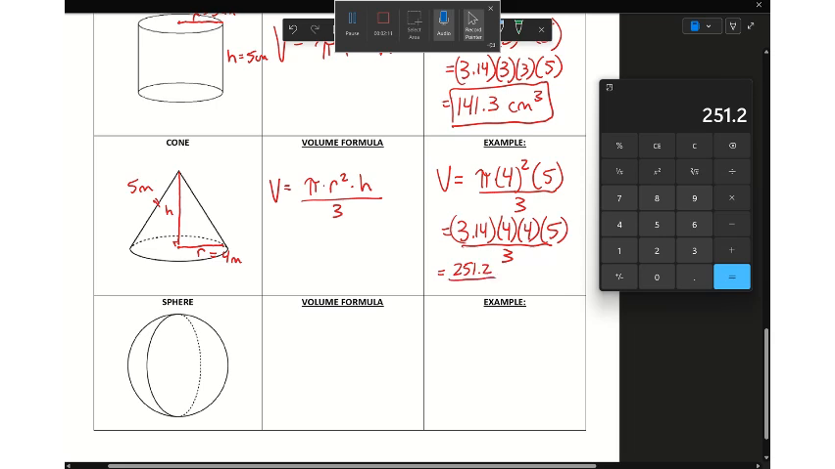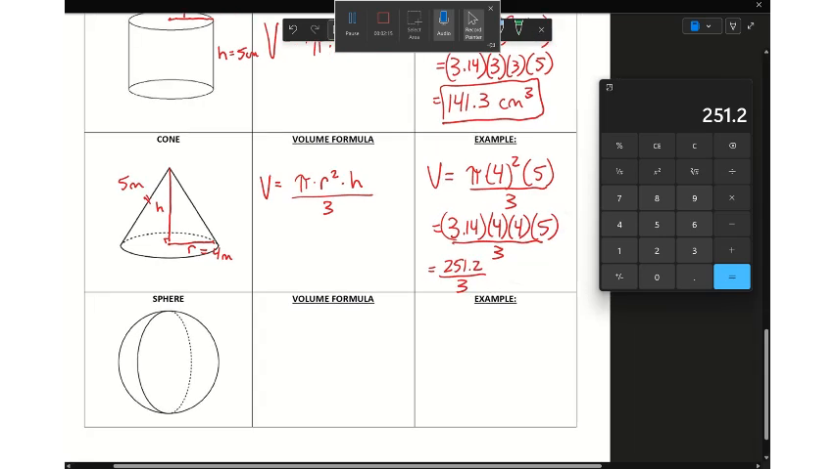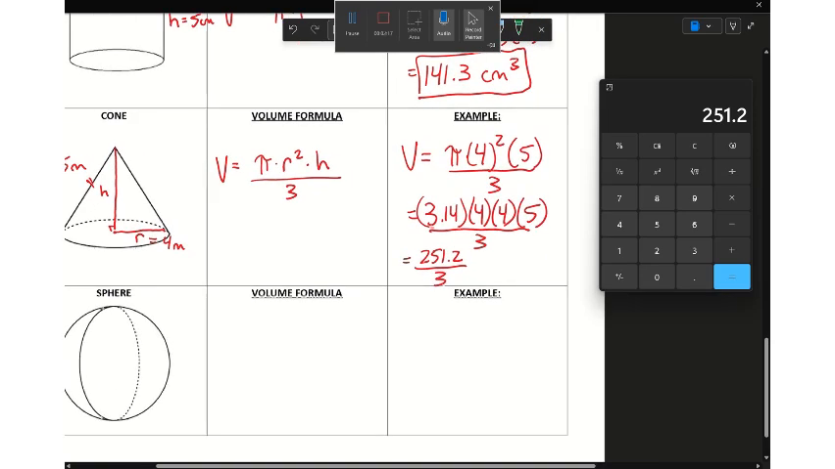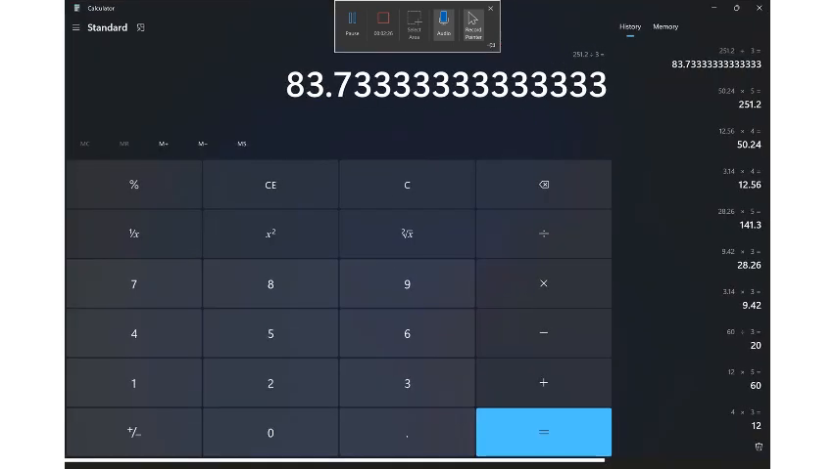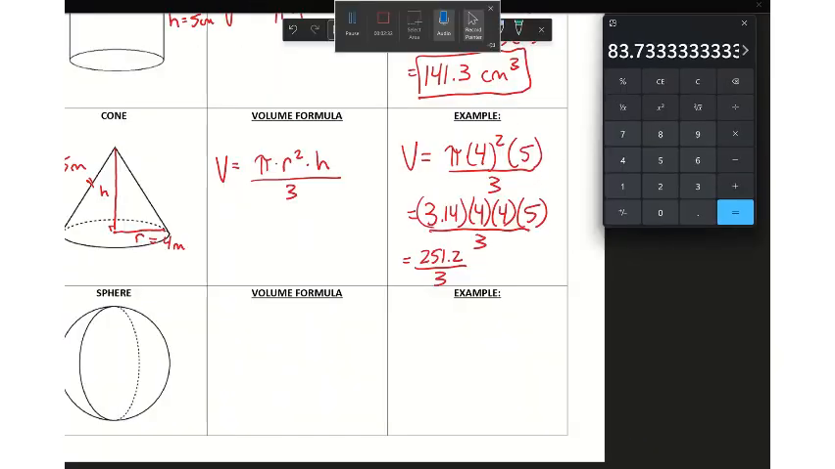251.2 all over 3. Now, I'm not done yet because I've got one last and final step here. My last and final step is to divide this number by 3. Now I get this crazy looking number. So let me zoom in here so I have it right. I've got 83.7. So always round to one decimal place. I'm going to round that to 83.7. So I'm going to put my about symbol, 83.7.